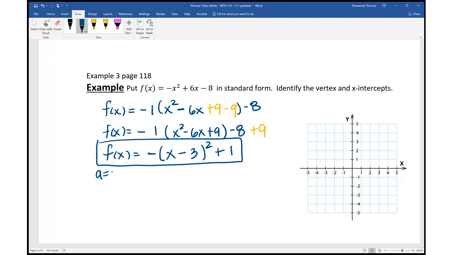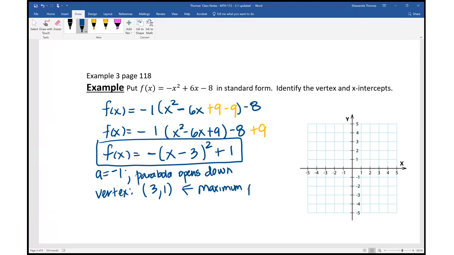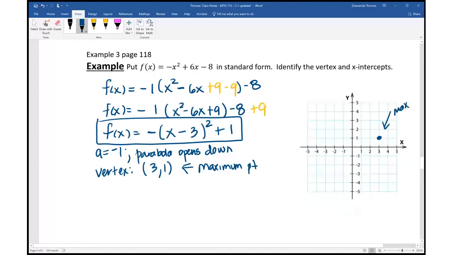What does a equal? Negative 1. Does that mean the parabola opens up or down? Parabola opens down. That means our vertex would be a maximum point. 3, 1, maximum point. So that point 3, 1 right here should be the highest point on the graph.